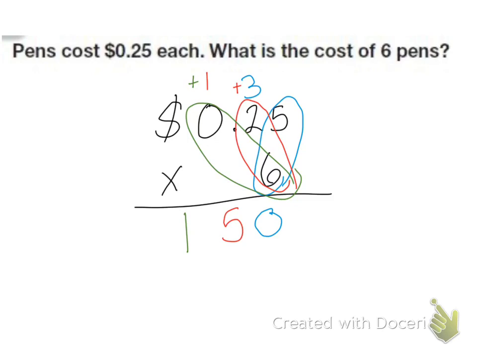Okay. So then I'm going to put my decimal point 2 places from the right-hand side, because I need it to have pennies and dimes. So my decimal point goes here, and then my dollar sign. So 25 cents times 6 equals $1.50.